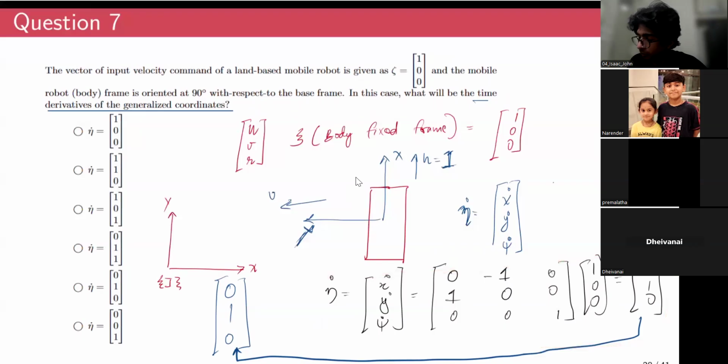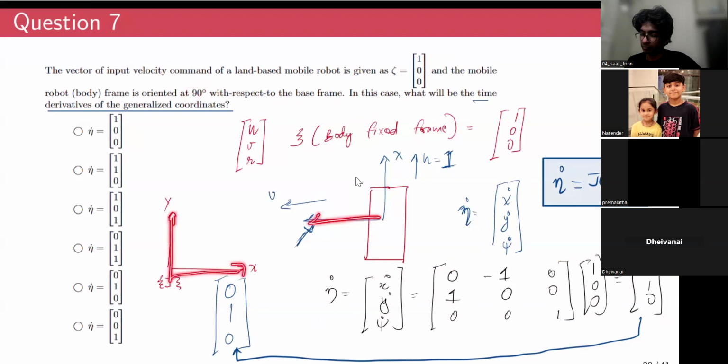The forward kinematic equation, eta dot is J of theta multiplied by zeta. This equation. But if the orientation is something very simple, 90 degrees, 0 degrees, then we can directly use this correlation between the orientation of both of these frames. So I hope there are no doubts or queries in this. If anyone has any doubts, or if you are not really convinced about this answer, please let me know before we move on to the next question.